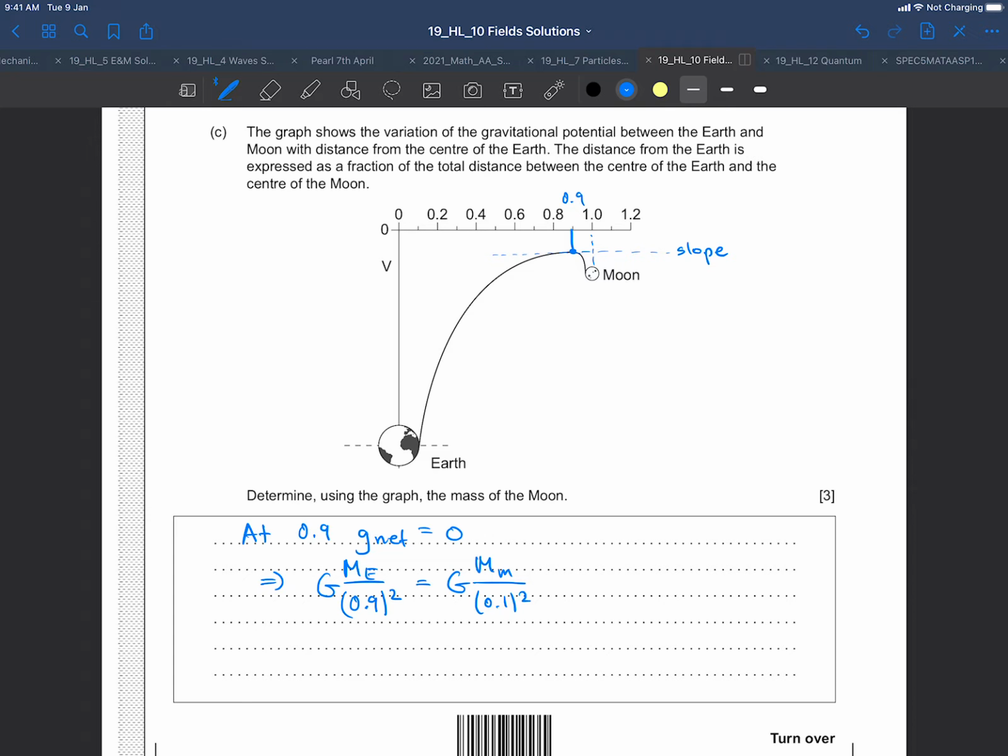And of course they're in opposite directions, so g is really a vector quantity pointing in opposite directions, but here we're just working with the magnitudes, and G cancels out, and the mass of the Moon is of course going to be 1/9 squared the mass of the Earth. So that's roughly 100 times less, and you plug in the numbers, you get this.